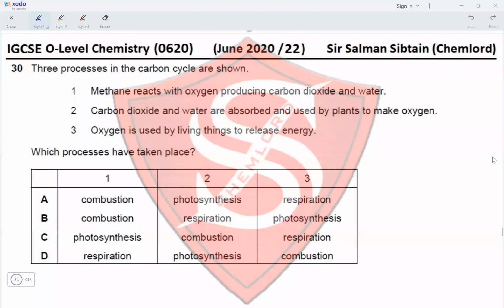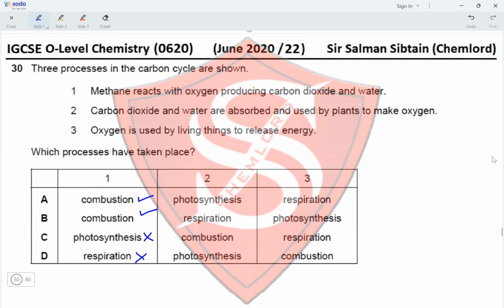Question 30. Three processes in the carbon cycle are shown. Methane reacts with oxygen, producing carbon dioxide and water. So basically, methane is undergoing combustion. The question is asking us which processes have taken place. So process one is combustion. This eliminates options C and D.